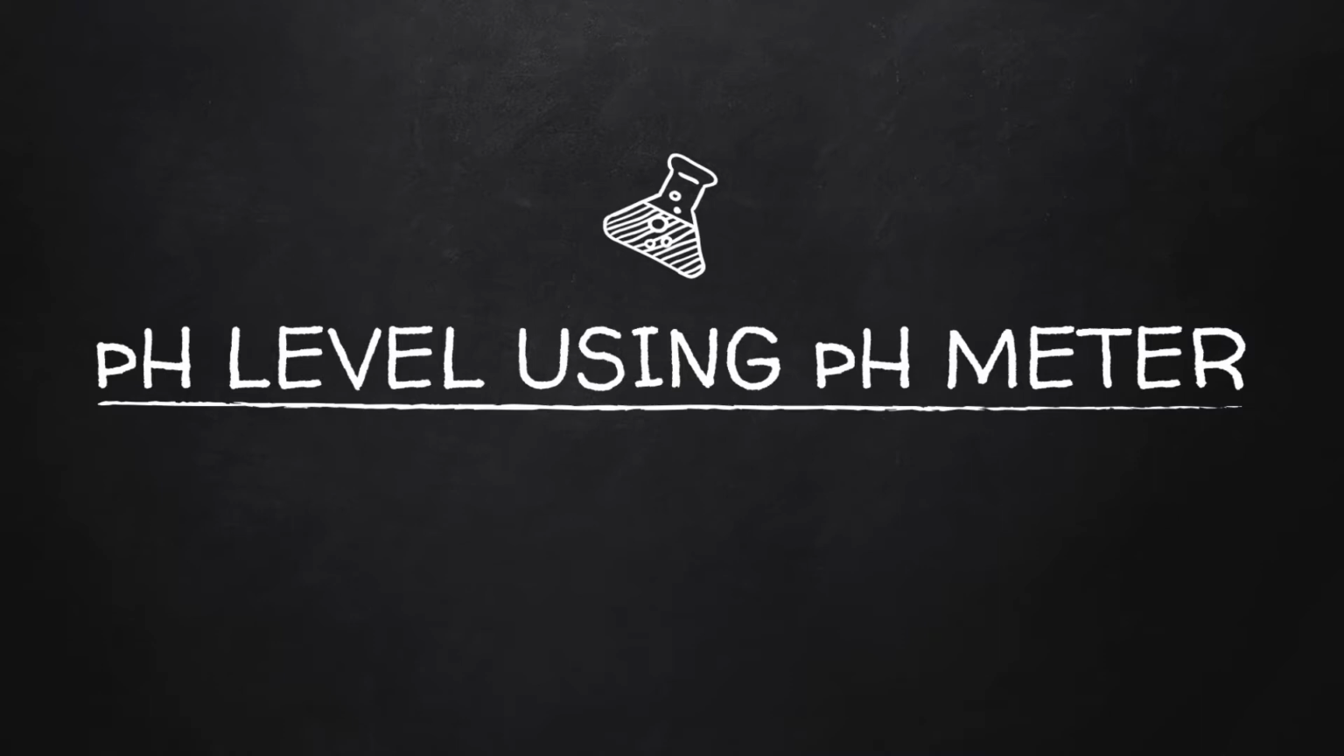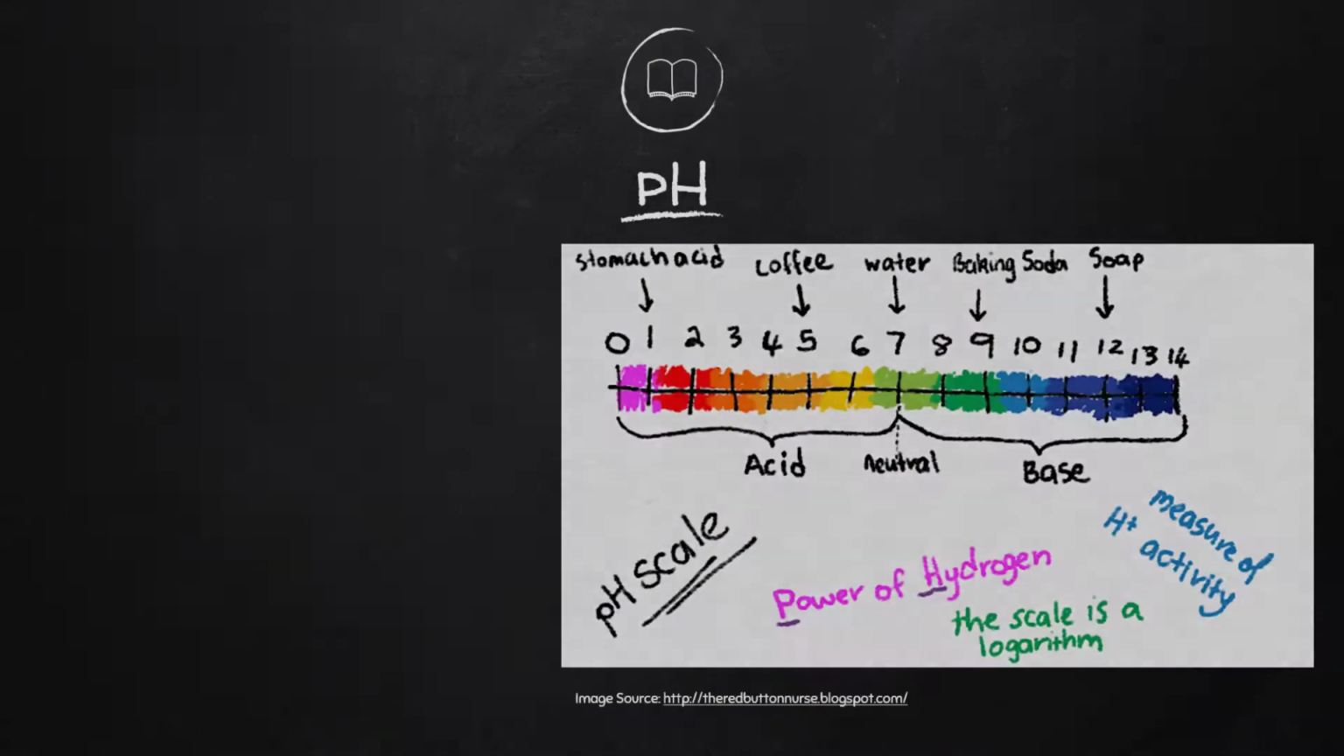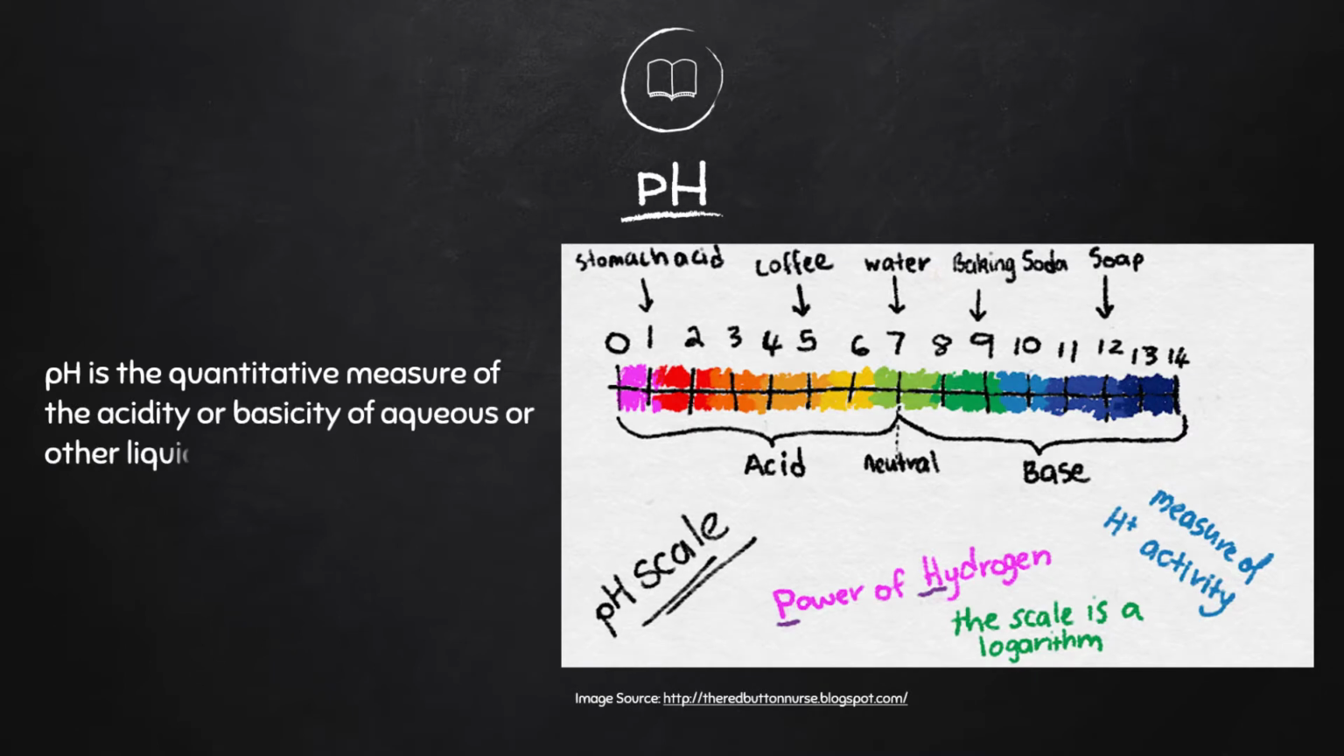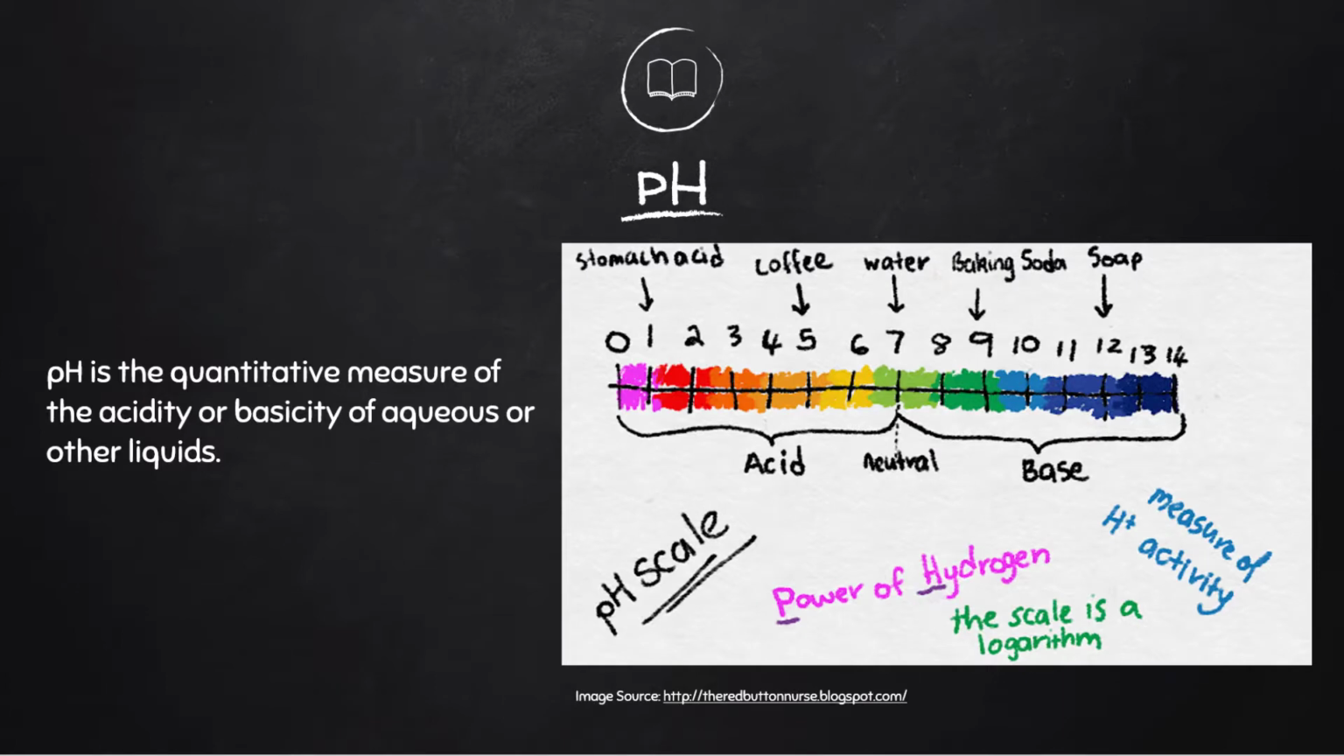In this video, we will learn how to find the pH levels of water samples using pH meters. pH is the quantitative measure of the acidity or basicity of aqueous or other liquids. It is based on the presence of hydrogen ions in water, which ordinarily ranges from about 1 and 10 raised to negative 14 moles per liter and translates into numbers between 0 to 14.